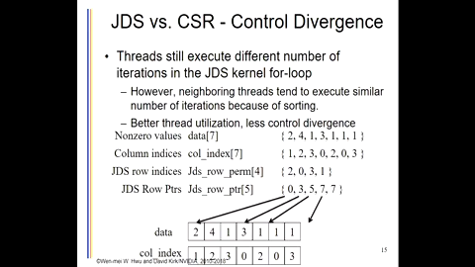The control divergence is nice because the threads will still execute a different number of iterations in the JDS kernel. We did not pad anything, right? So there still will be variation. However, because of sorting, the neighboring threads will likely tend to execute a similar number of iterations, because they will be processing similar lengths of rows. So that allows us to minimize, not necessarily eliminate, but minimize control flow divergence. And so this is a good quality.